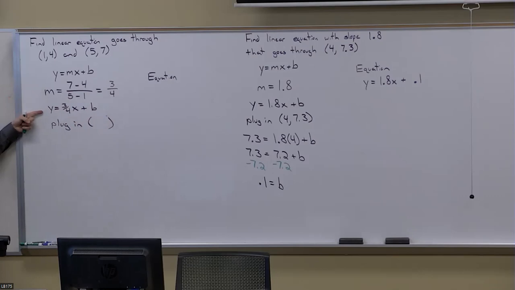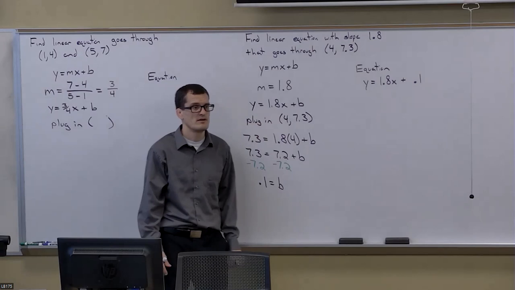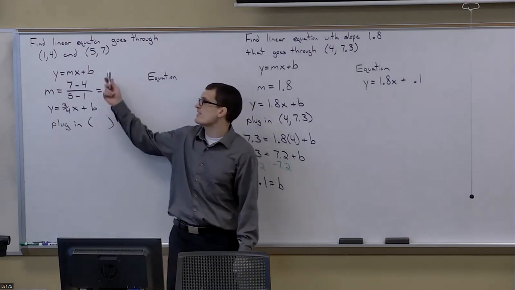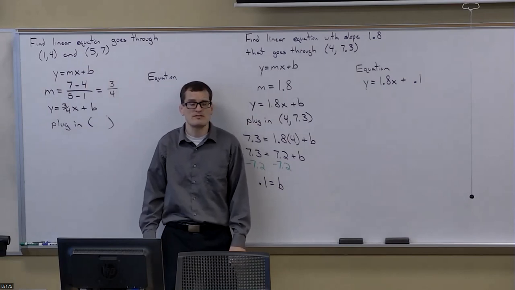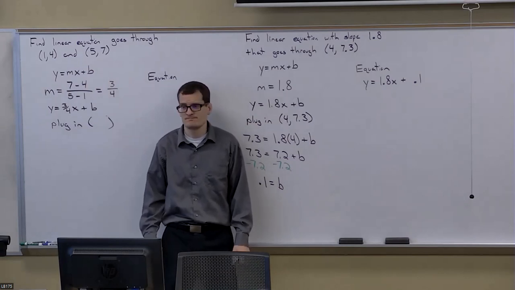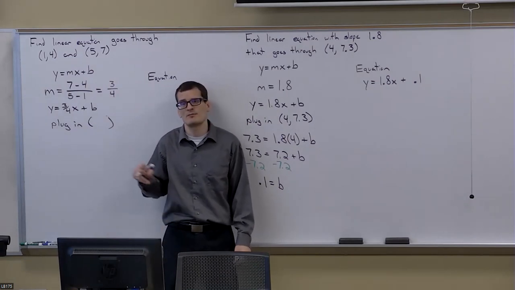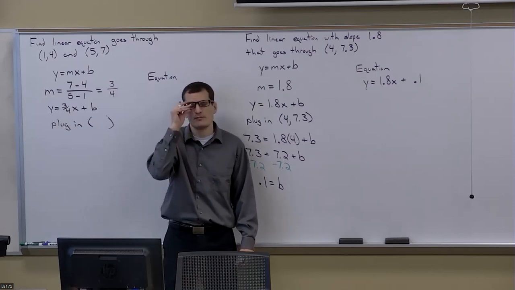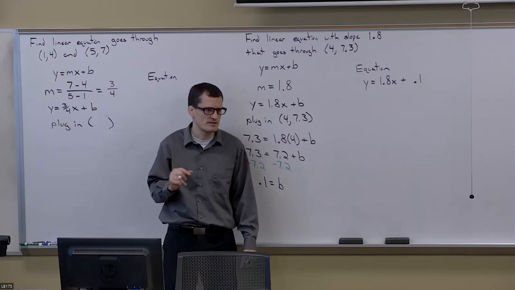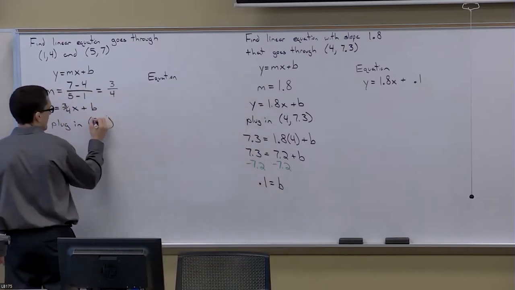Now, how do I find the b? Well, in the last example, I plugged in a point. In this example, I have 2 points. Does it matter which one I plug in? No, you can plug in either. So if you plugged in (1, 4) and your neighbor plugged in (5, 7), you'll get the same b. But don't mix and match, don't plug in like the x with the 7. You either plug in the (1, 4) or the (5, 7), whichever one. I'll plug in (5, 7), I guess.